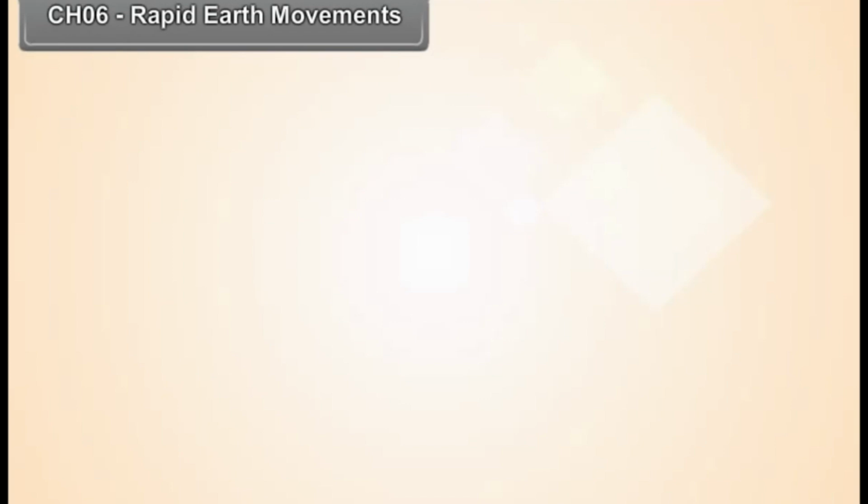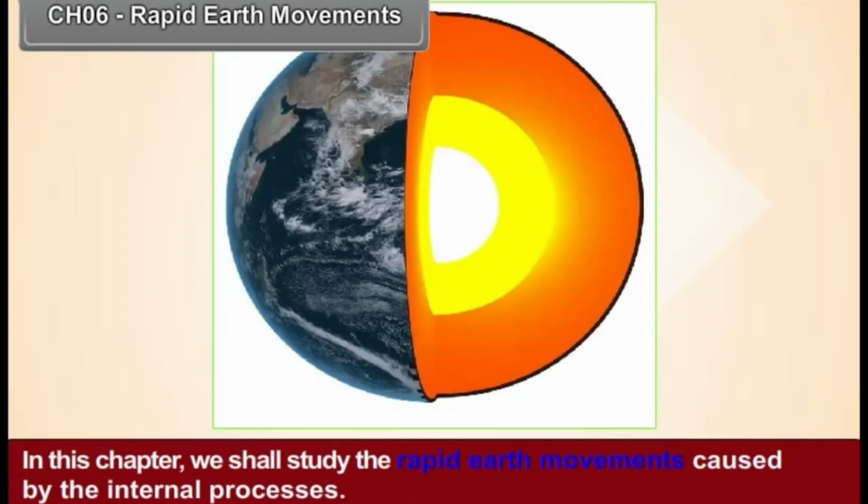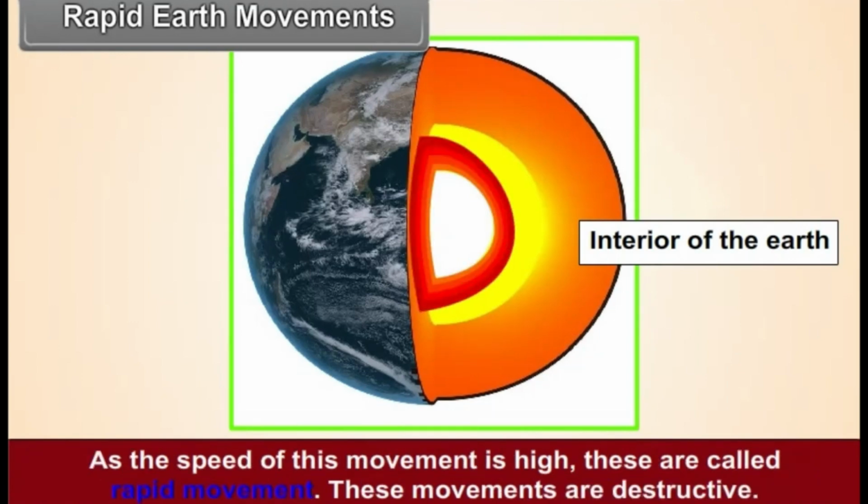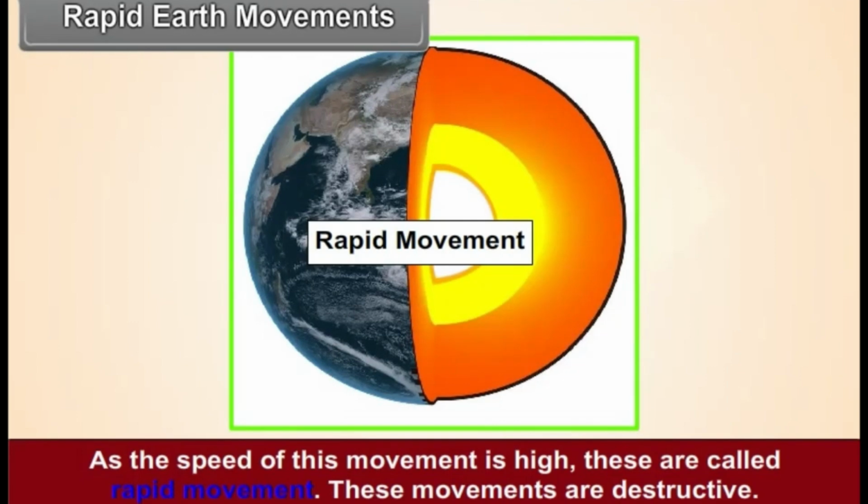6. Rapid Earth Movements. In this chapter, we will study the rapid Earth movements caused by the internal processes. At times, there is a large-scale and sudden release of energy in the interior of the Earth. This gives rise to rapid Earth movements. As the speed of these movements is high, these are called rapid movements.